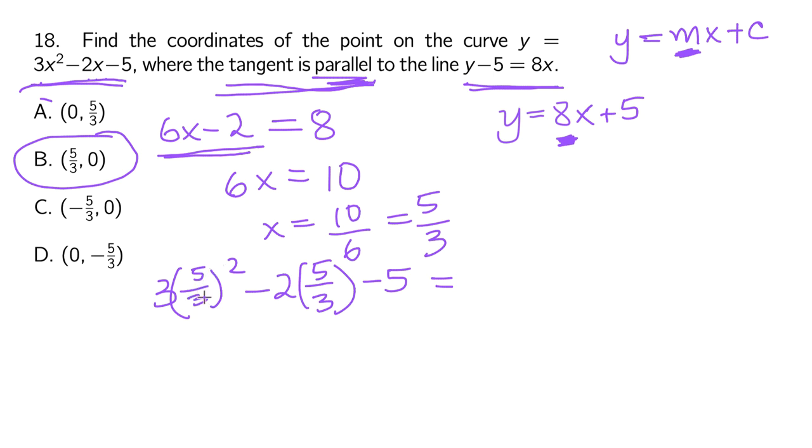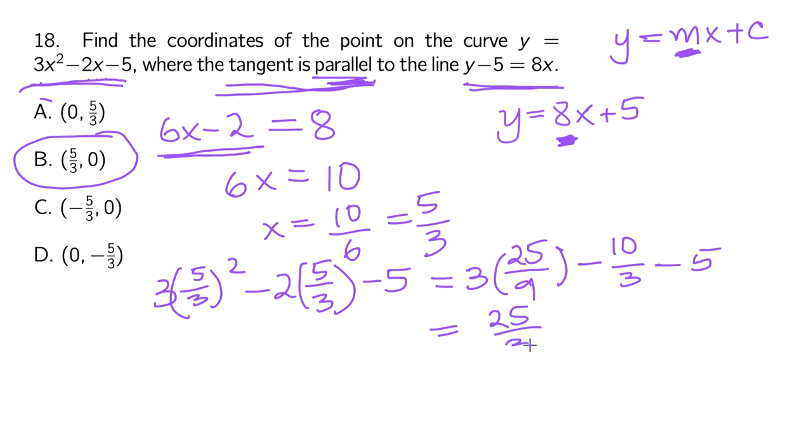Let's just square 5 over 3 and we get what? 25 over 9. So just get 3 times 25 over 9, minus 2 times that is 10 over 3, and then we have this minus 5. So what do we get from here? 3 cancels, so we have 25 over 3 minus 10 over 3 minus 5.